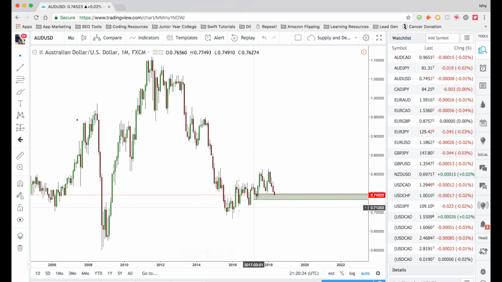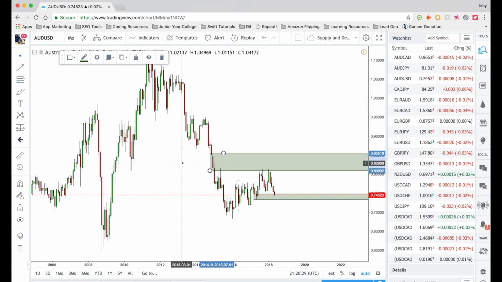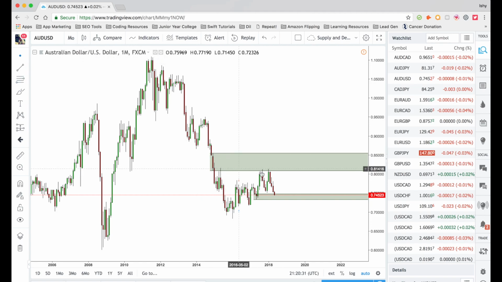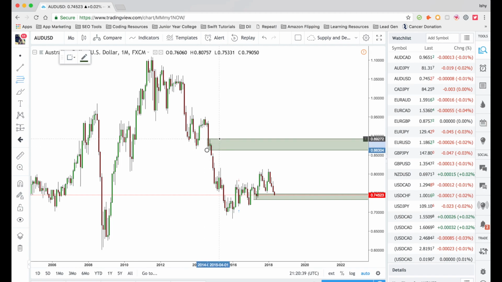This right here is a demand zone. And this right here is a supply zone. But here's the caveat. This supply zone has been tested 3 times, so we can't use that anymore. We need to use the upper supply zone. We need to look for fresh supply zones. So there you go. That's your supply and demand curve.